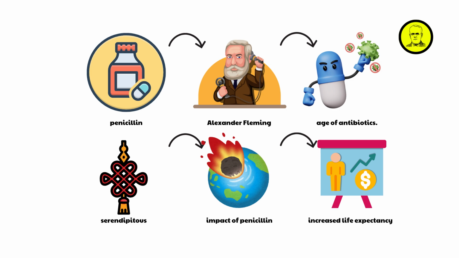The impact of penicillin cannot be overstated. It saved countless lives during World War II and continues to be a crucial weapon against bacterial infections. Diseases that were once frequently fatal, such as pneumonia and scarlet fever, became treatable. This dramatically increased life expectancy and changed the landscape of public health.